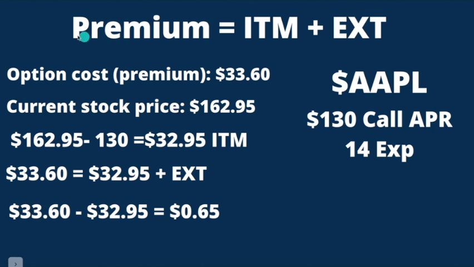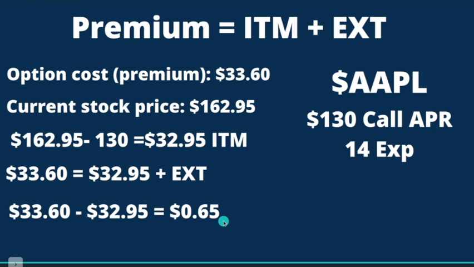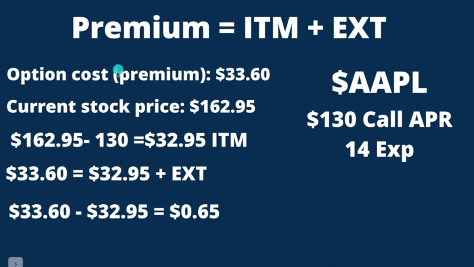So that solves this portion of the formula. Next, we already know the premium. Okay, premium is $33.60, and the intrinsic value is almost $33, at $32.95. All right, so all we have to do is a little algebra, and we just subtract the intrinsic value from the premium to derive extrinsic value. And you'll see that the extrinsic value of this option is going to be 65 cents only. And the reason why it's so little is because, let's go back to Robinhood.